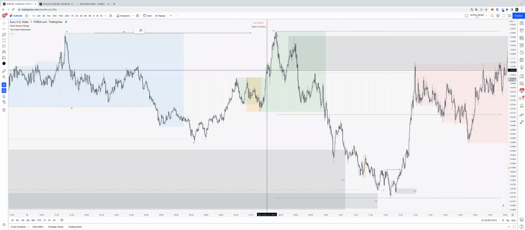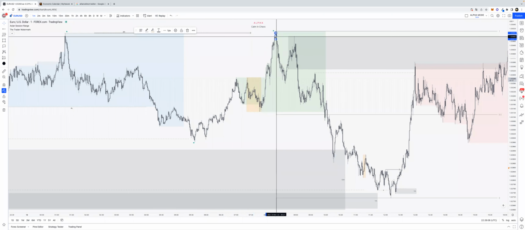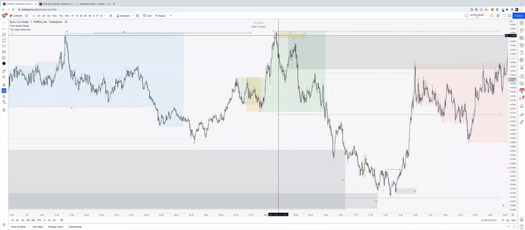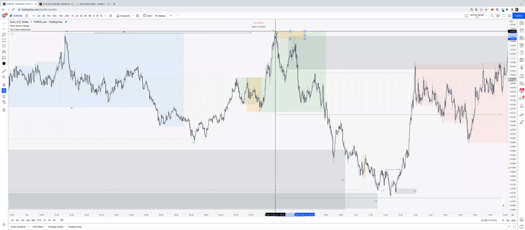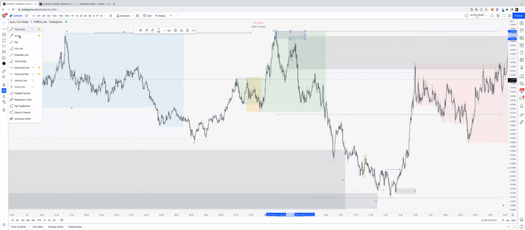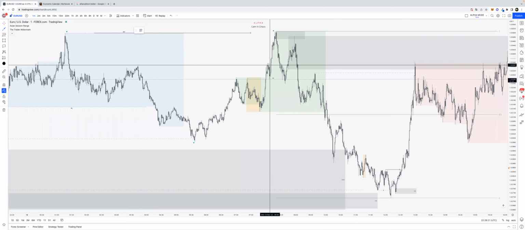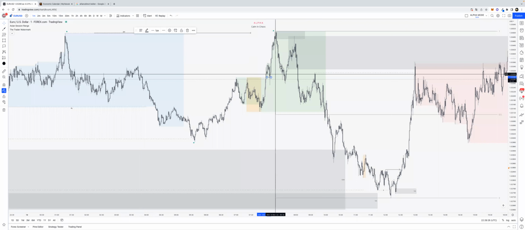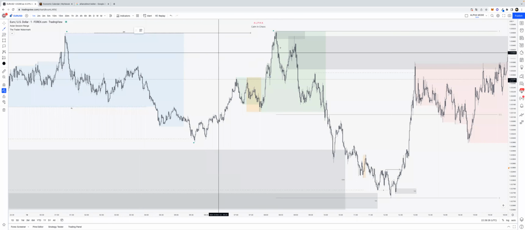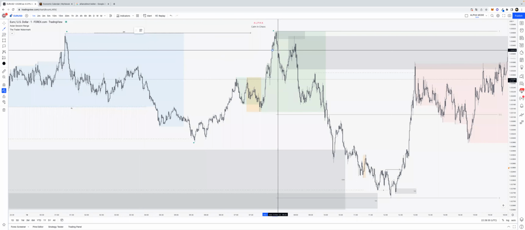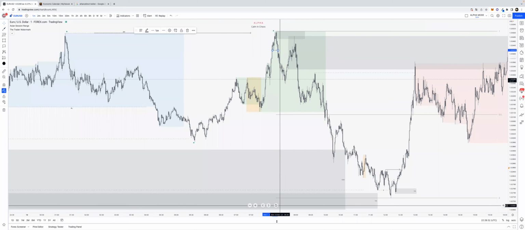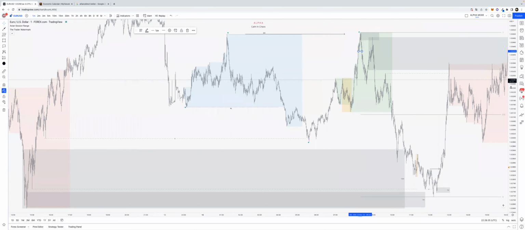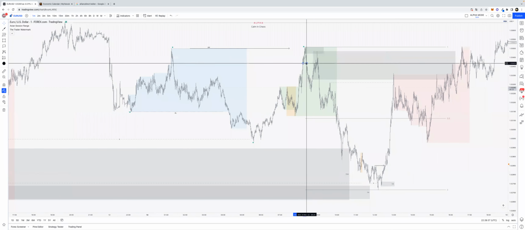Then we got not a form of early sellers. You see, it took out this wick. And then we got another break over here. So that could have been a valid entry. But because we had the daily highs above, I was not looking to short until we took them.